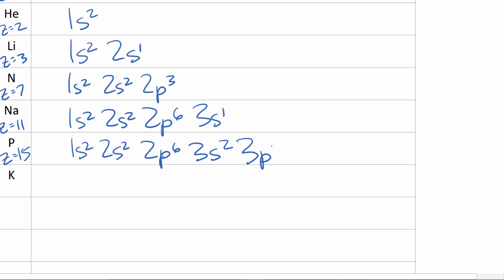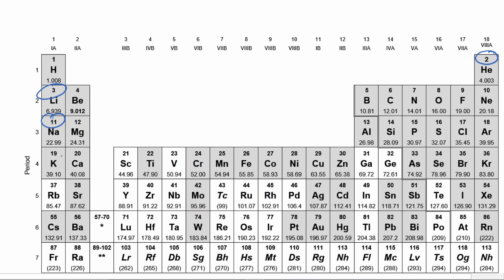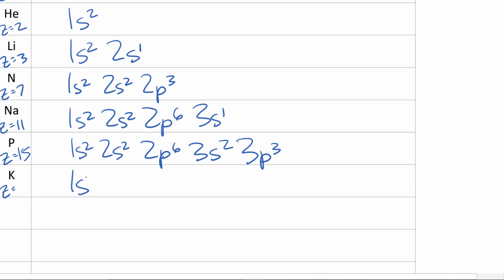So we put in 3p and put in a 3p3 here to tell us that 3 electrons go into the 3p sublevel. And so now again, if you sum together the superscripts, it will give us 15, which matches the number of electrons. Then we go on to potassium, which has an atomic number of 19, which means it has 19 electrons altogether.